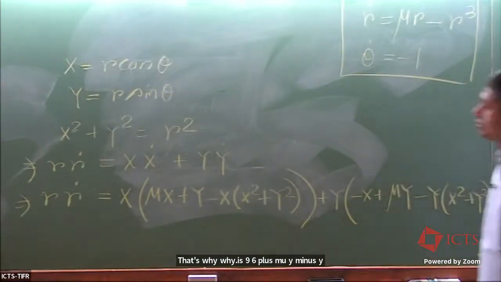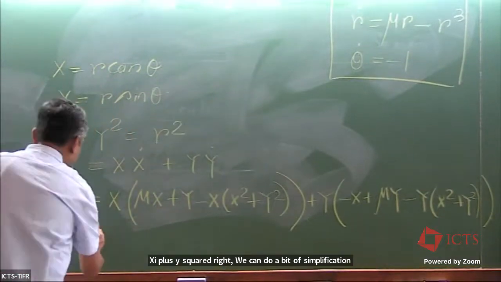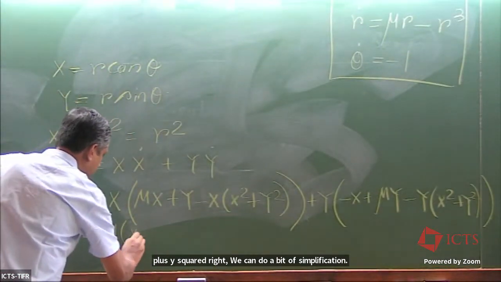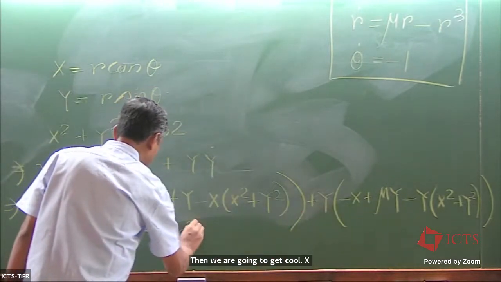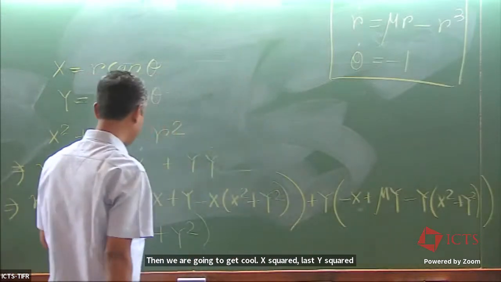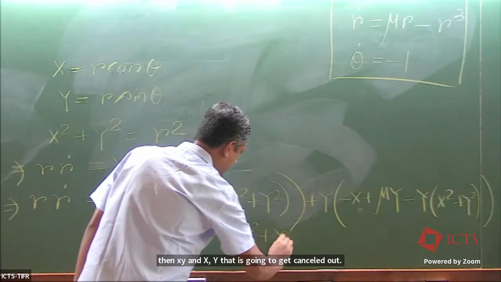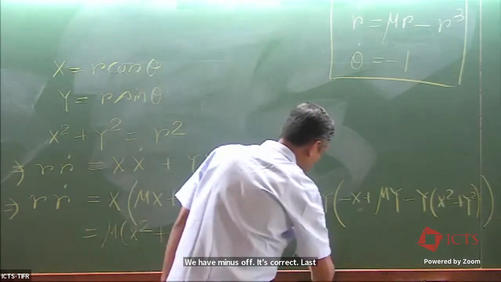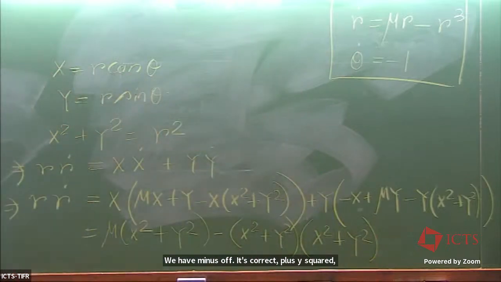We can do a bit of simplification. Then we are going to get mu x square plus y square, then xy and xy, that is going to get cancelled out. We have minus of x square plus y square into x square plus y square, right?